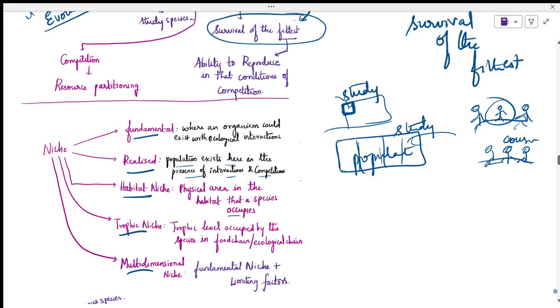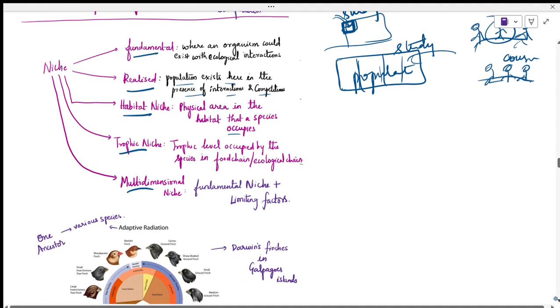Trophic level, for example, if I sit here I can get food easily or energy easily, that is called trophic niche. So trophic niche is nothing but trophic level occupied by the species in a food chain or ecological chain. This thing I will be explaining with the help of an example. Okay, multi-dimensional niche, fundamental niche plus limiting factors. Limiting factors are this population realized, then habitat in the same physical area I should sit.